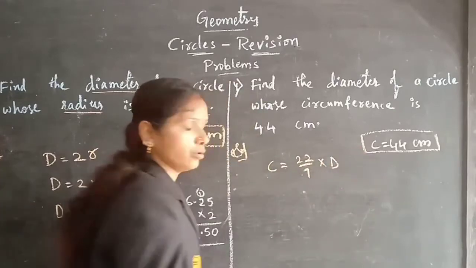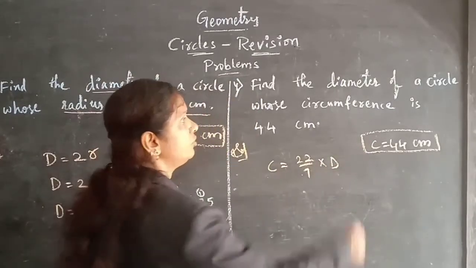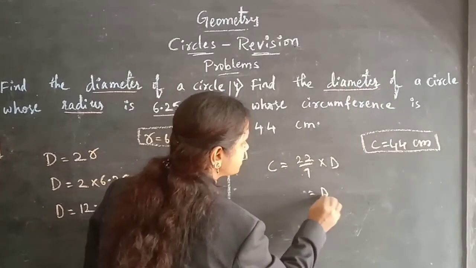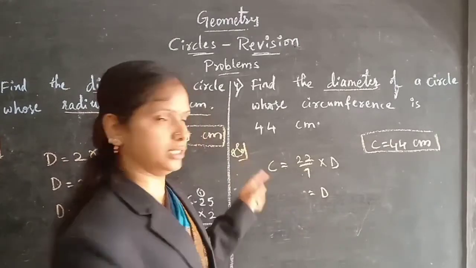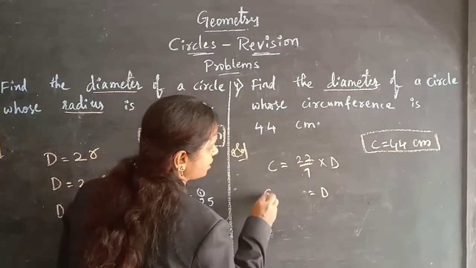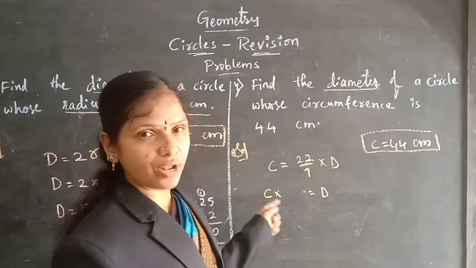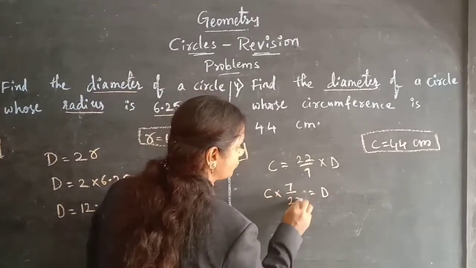This is the formula. Here we need to find the diameter value in the given problem. So I am keeping the diameter on that side and shifting the 22 by 7 to the circumference side, meaning this side equals this side. When shifting the fraction to the other side, we need to write its reciprocal, nothing but 7 by 22.